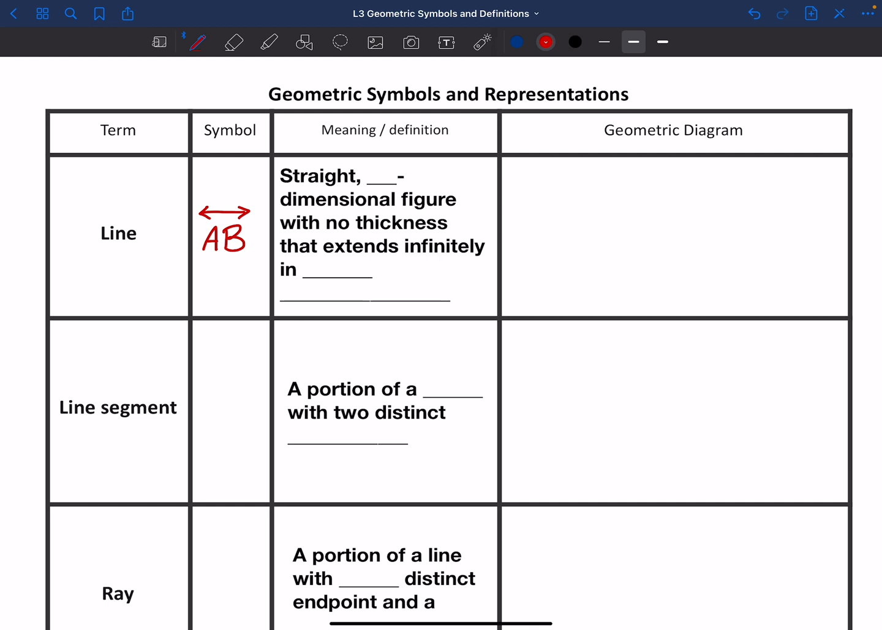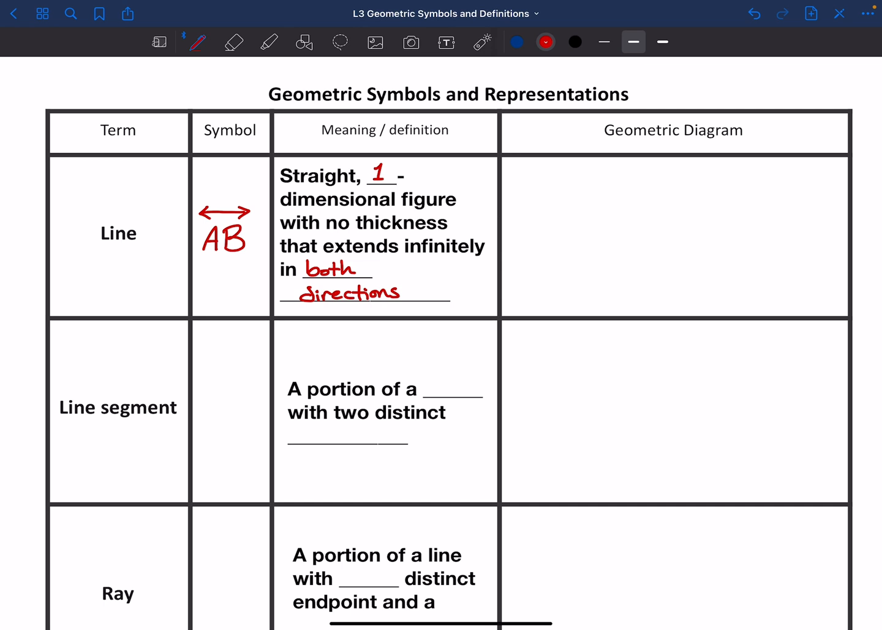When we're talking about the definition of it, a line is a straight one-dimensional figure. A line just goes in one direction, well, I guess in both directions, but it is a straight one-dimensional figure with no thickness that extends infinitely in both directions. A line does not stop. It keeps on going forever.